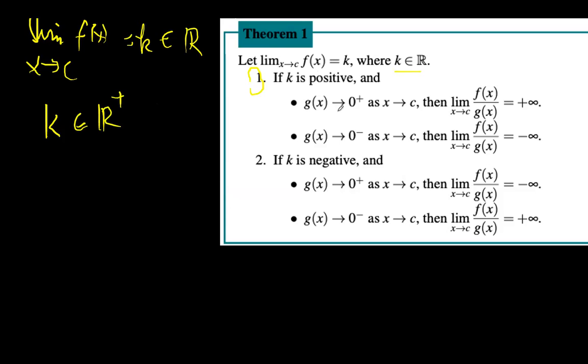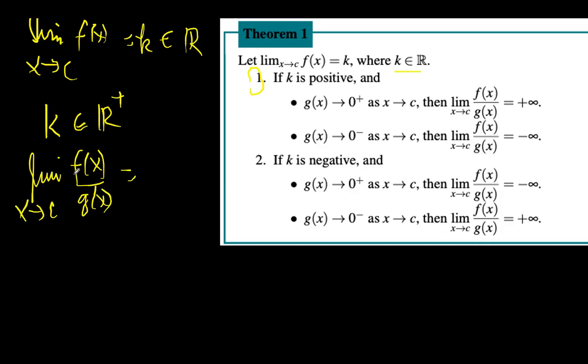In number 1, it says here, if k is positive, k is an element of positive real numbers, and the limit of g of x approaches 0, which means all of the values of the function g as x approaches c are close to 0, and are positive values, then the limit of f of x over g of x as x approaches c is equal to positive infinity. So we could write it down here like this.